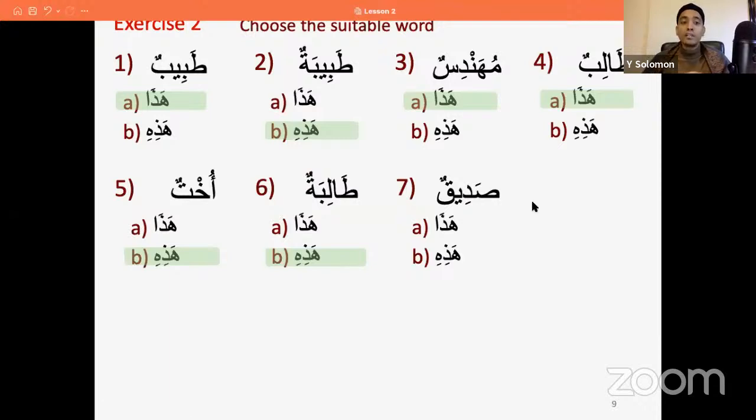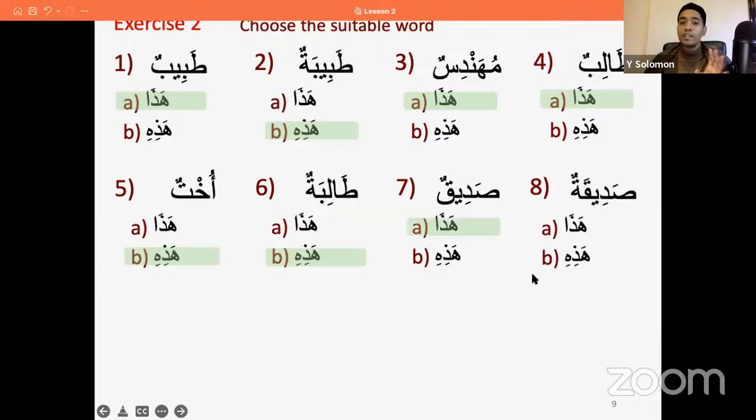صديق. For those who said B, you have to look. هذه is to indicate something feminine, and the word صديق doesn't have a ta at the end, so it cannot be feminine. So it's هذا, correct, as you all said. صديقة. Is it هذا or هذه? صديقة is a female friend.